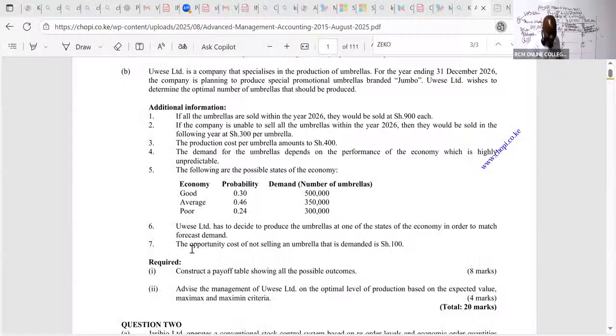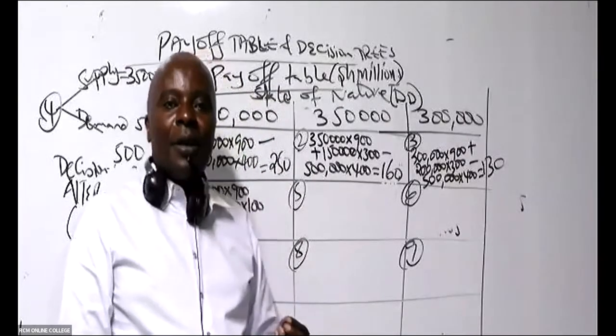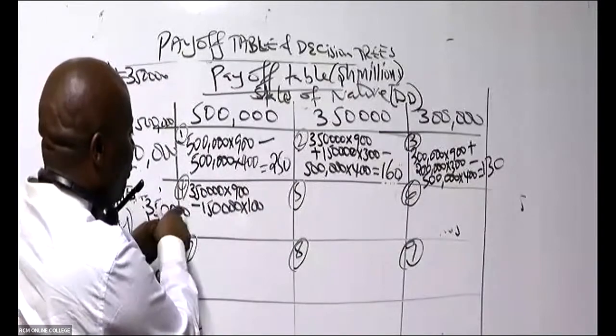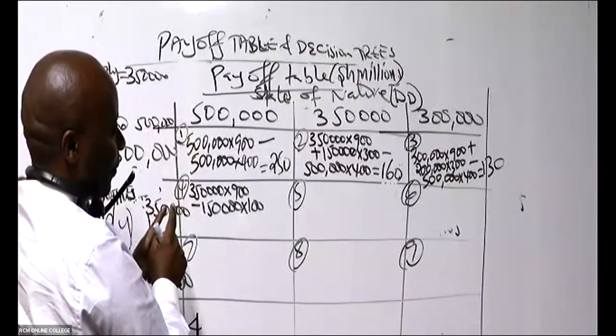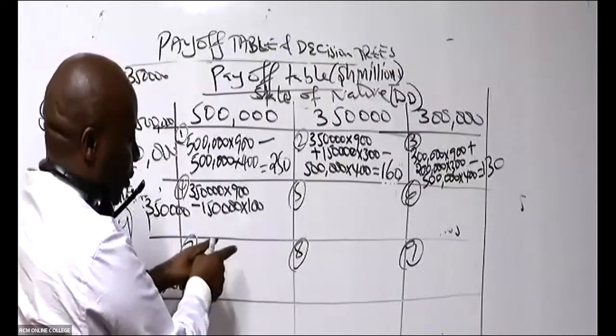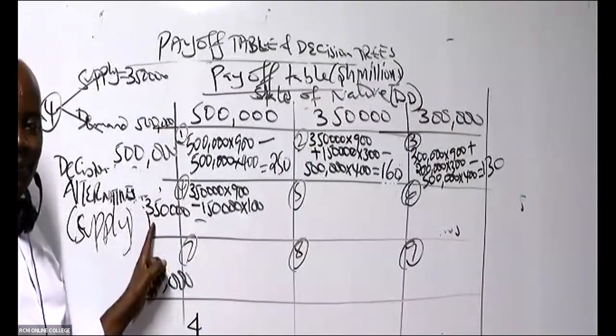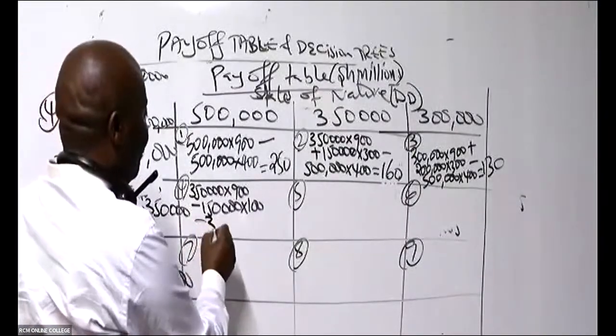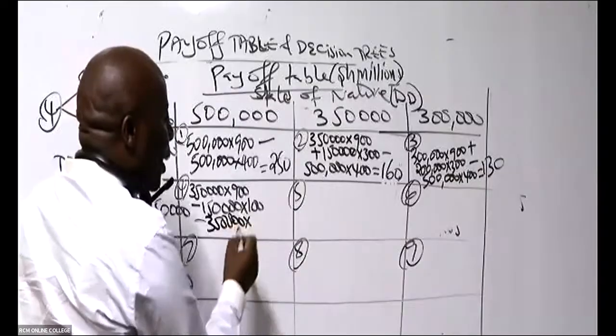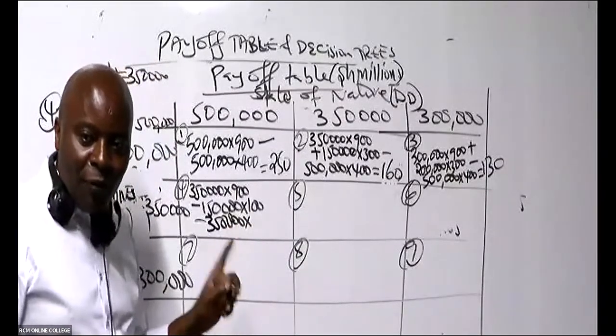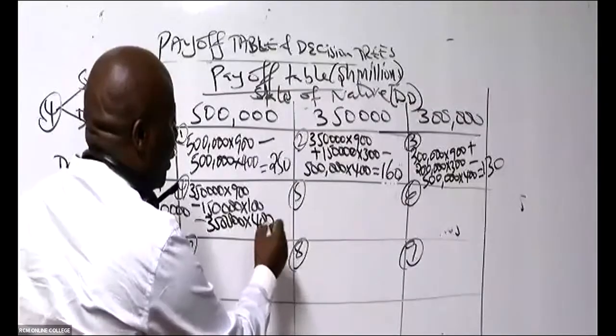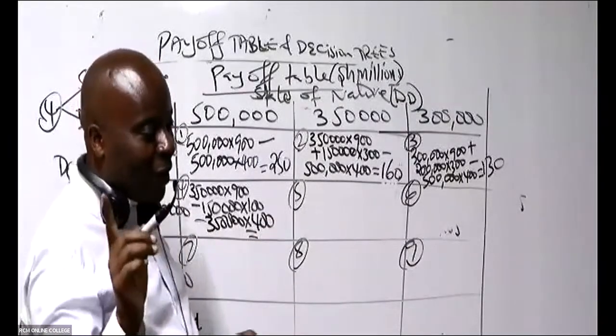Look at note number 7. The opportunity cost of not selling an umbrella is 100. If somebody comes and says, hey, I want an umbrella and you don't have it, then because you can see here, we've supplied 350, but there are so many guys demanding. So then minus 150,000. All right. Minus the cost of production. How many do we produce ourselves? 350,000. What is the cost of producing one umbrella? 400. So the students who did it that way are the students who got it right.